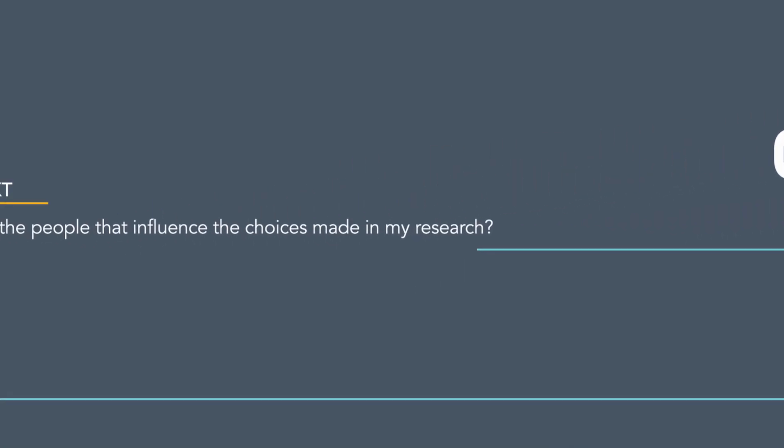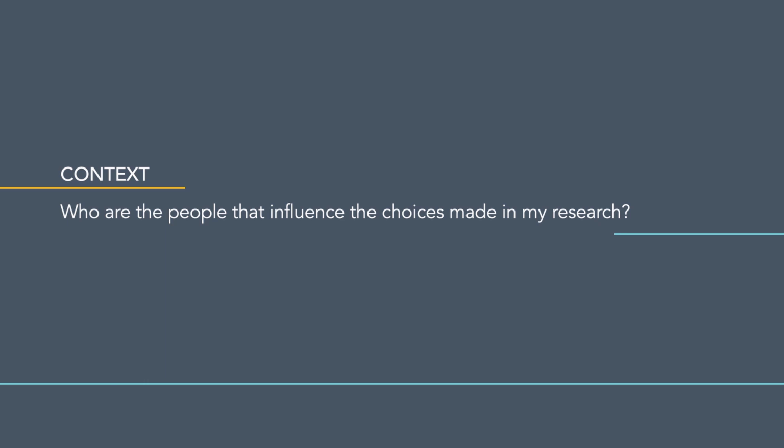In the first section, Context, the question is, who are the people that influence the choices made in my research? So with this question, we're trying to create an awareness of the wide variety of people who influence the decisions made in a research project. For academic researchers, the obvious ones would be supervisors, PIs, funding bodies, or industry partners. Or in an industry context, this could be customers or clients. But this question is deliberately quite open, so there's an implication here that you might try to cast the net a little bit wider.